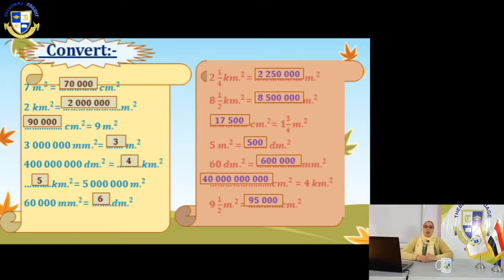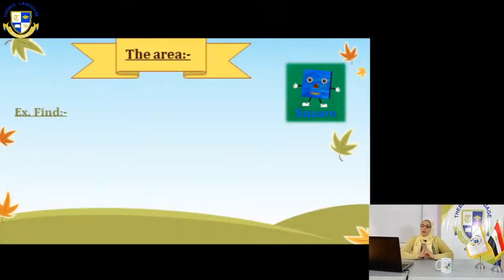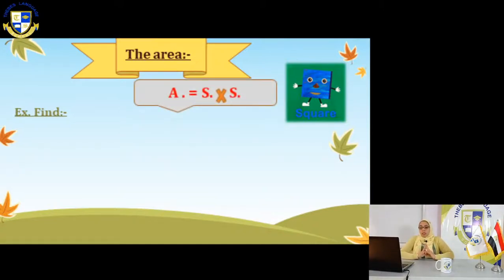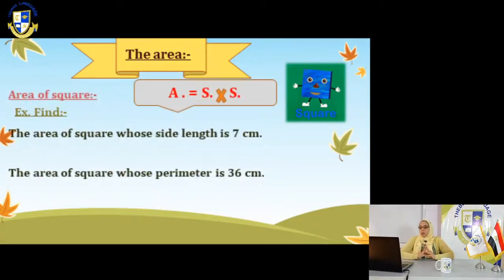Now we must know the rules of the area, like we knew them in the perimeter. Area of a square equals side times side. So, the first exercise, the area of a square whose side length is 7 centimeter.